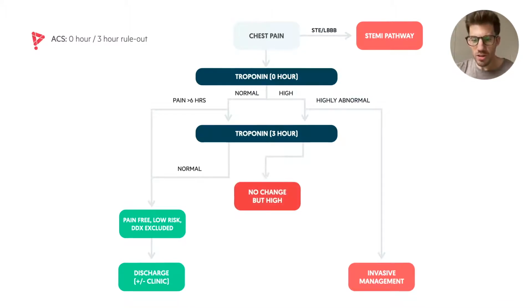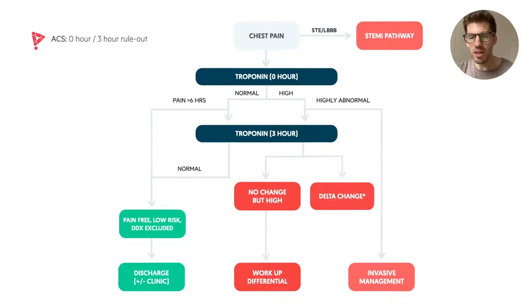If the first troponin is high, and the second troponin is also high with no significant change, this is suggestive of chronic myocardial injury, and we need to work out what the underlying cause is. Is it hypertensive heart disease? Is there a pulmonary embolism? We need to think of something else that could be going on.